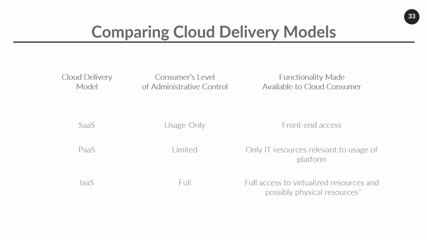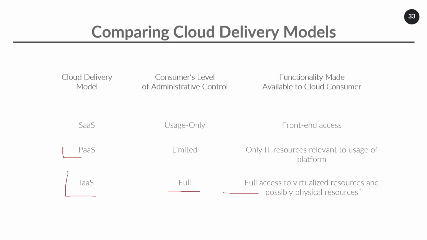And here we have a comparison of typical cloud delivery model control levels. We've been discussing what kind of management control you have over it. I gave you some examples, but here I have the summary of all what we've discussed. So with IaaS, we have full control, full access to your virtualized IT resources and physical resources as well.